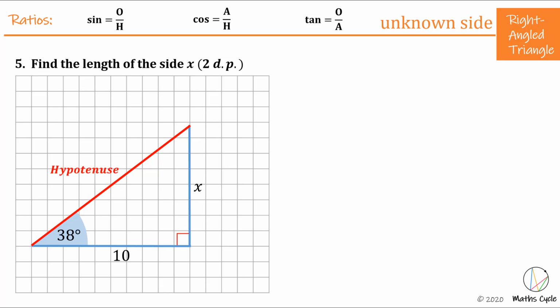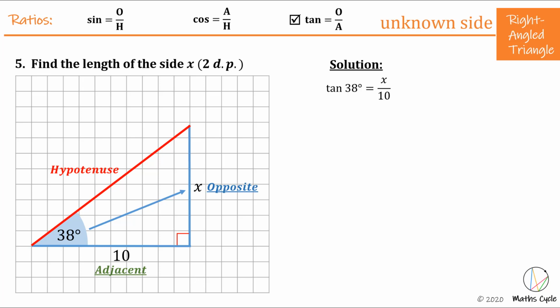Opposite my right angle I have my hypotenuse, opposite my angle I have my opposite, and then the remaining side is the adjacent. So which two sides am I going to use? I'm going to use the opposite because I'm looking for x, and I'm going to use the adjacent because I know it's 10 units in length. So what ratio uses opposite and adjacent? It's tan. So build our solution using the tan ratio.